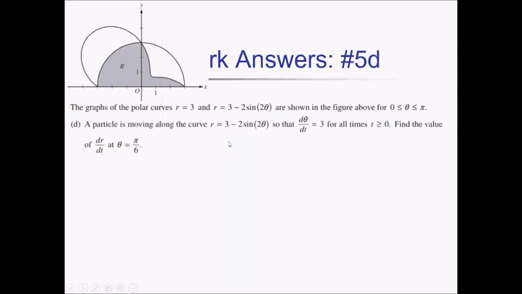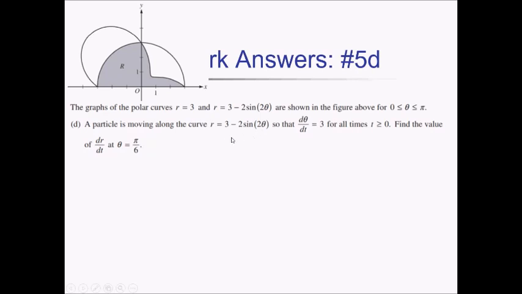For this problem, we have a particle going along this curve so that d theta over dt is 3 at all times. We want to find the value of dr over dt at theta equals pi over 6. We've got one rate of change, and we want another rate of change at a specific input value. This is a related rates problem. Here's the equation that ties everything together, because they're just talking about thetas and r's. There's no x's or y's messing things up. So we can just start with this and implicitly differentiate it, and then plug in what we need to.